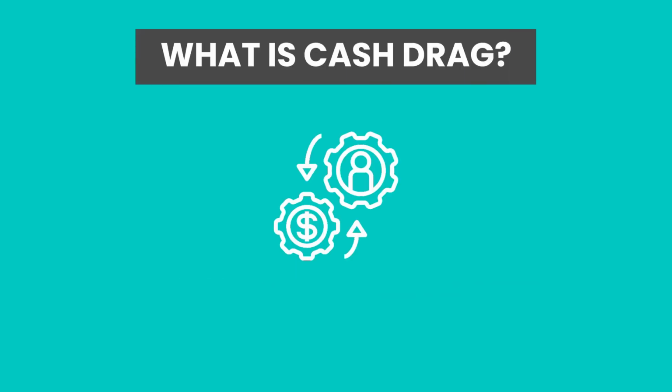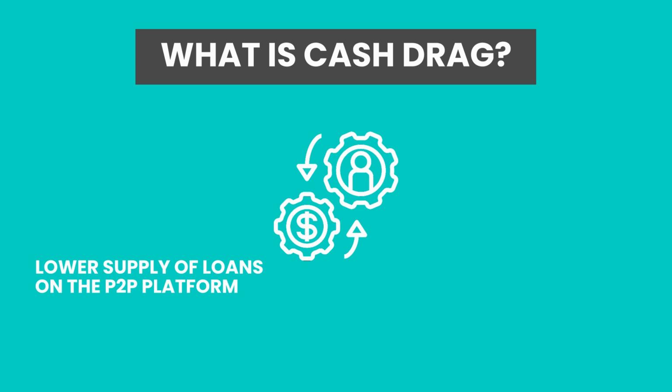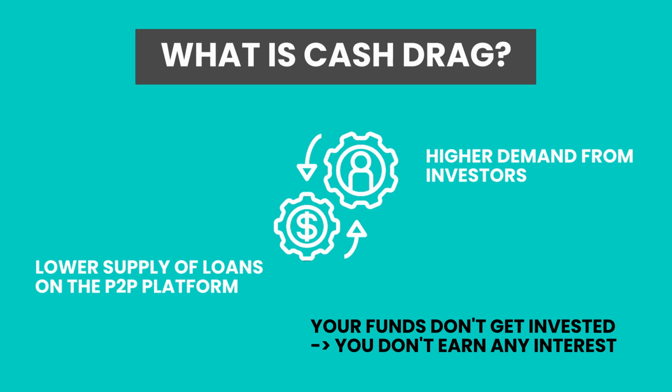So today it's all about cash drag, something that every P2P investor will experience at some point. If you're not familiar with cash drag, here is a short explanation for you. If the availability of loans on a particular P2P platform is lower than the demand from investors, it can cause a situation where your uninvested money does not get invested. P2P investors refer to this state as cash drag. There are several scenarios why this could happen, so let's have a look at a few.